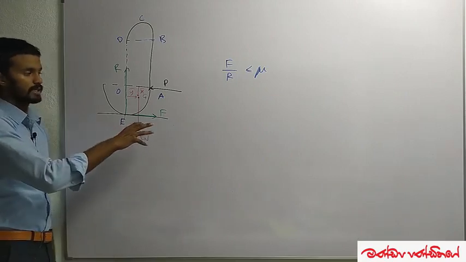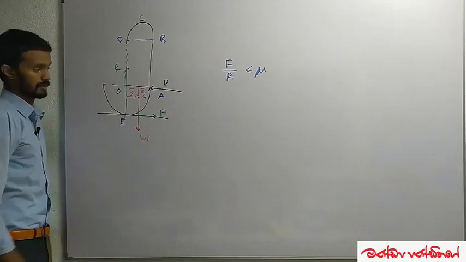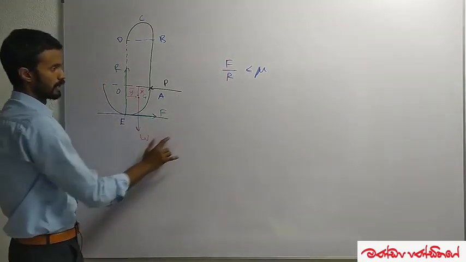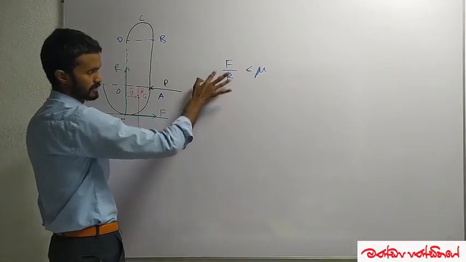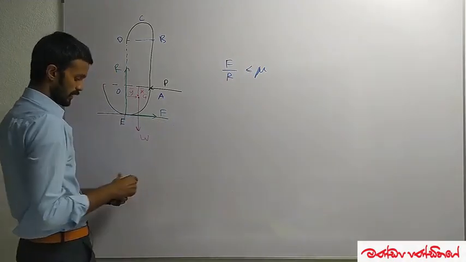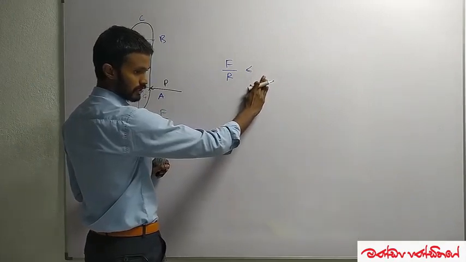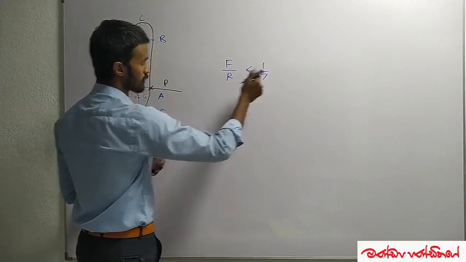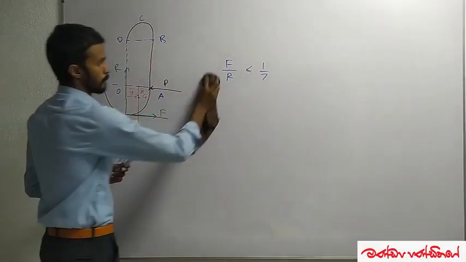In the very next moment, the equilibrium of the system will be lost. So what I need to do is find F in terms of W and R in terms of W, and then find the F over R ratio. I have to show that it is less than mu. In this one, they have given us mu, the coefficient of friction, as 1/7. So I have to show that F over R is less than 1/7.